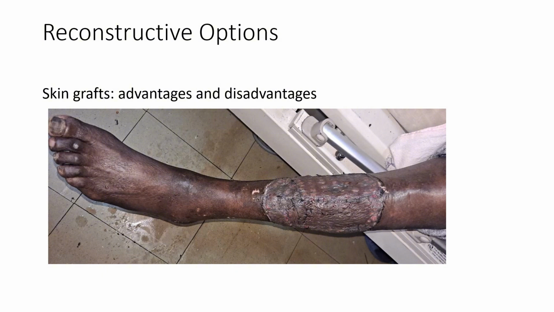So to look into each of the reconstructive options, we start with the skin grafts. As you see, skin graft is one of the options for lower limb reconstruction, and it's one of the straightforward options, easy to do, and very much accessible for most of our patients. The skill in doing skin graft is easily achievable, it doesn't have a very steep learning curve, and it can be used to cover most soft tissue defects of the lower limb.